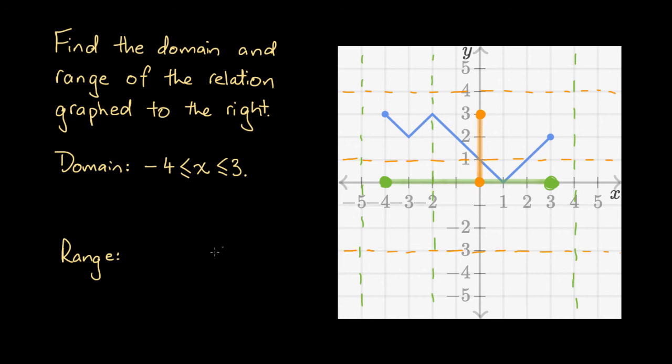So how do we write this? Well, we write the range as 0 is less than or equal to y, which is less than or equal to 3. So this is the range of this relation. It also corresponds to this line segment if we were to consider the y-axis to be a number line of real values. And because it's the range, this specifies all the valid y values that could be output from this relation. And we're done.